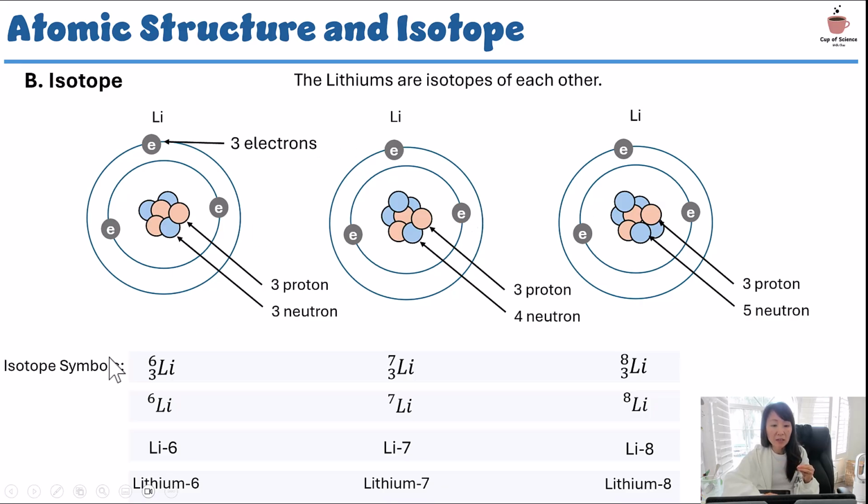Here are some isotope symbols to symbolize what these represent. Lithium 6, lithium 6, lithium 6. This one is lithium 7, lithium 7, and lithium 7. You can read that on your own. More details about what this means on the next slide.